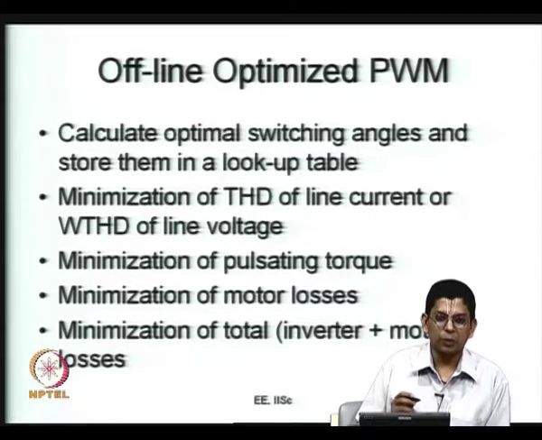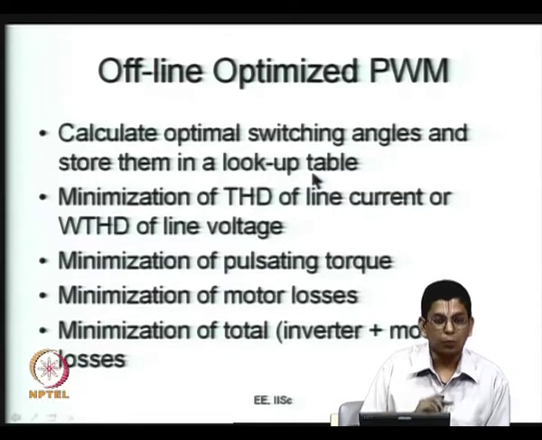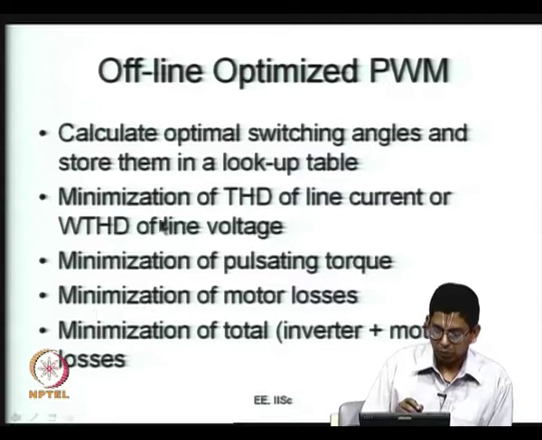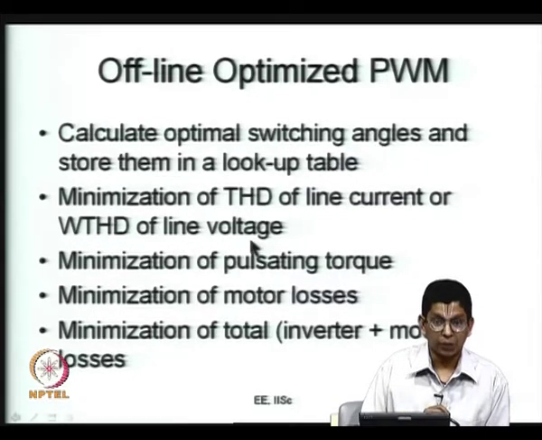These waveforms will not eliminate the fifth harmonic or seventh harmonic, but they will try to minimize the weighted THD. Fifth harmonic may not be 0, seventh may not be 0, but the overall weighted THD of the voltage waveform, or the THD of the current waveform, will be very low. So, this is what is an offline optimal PWM method. Minimization of THD of line current or weighted THD of line voltage is what is done here.